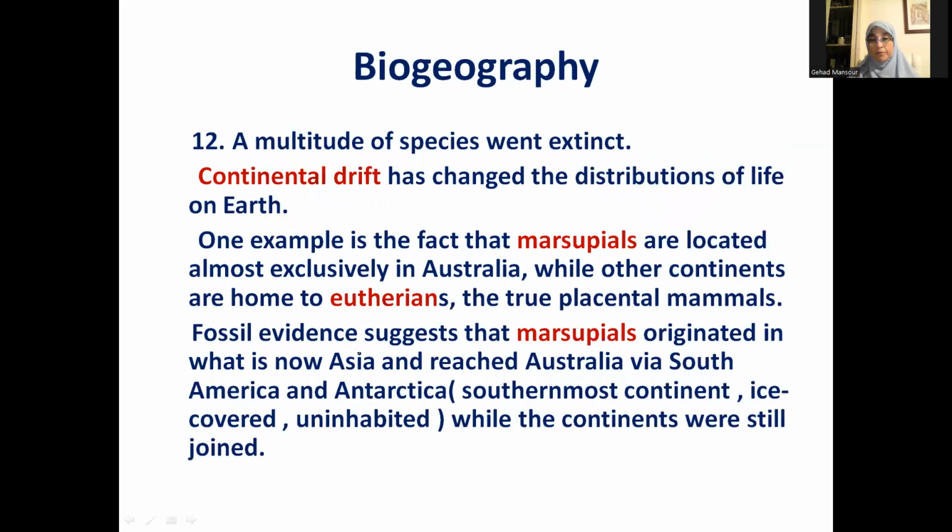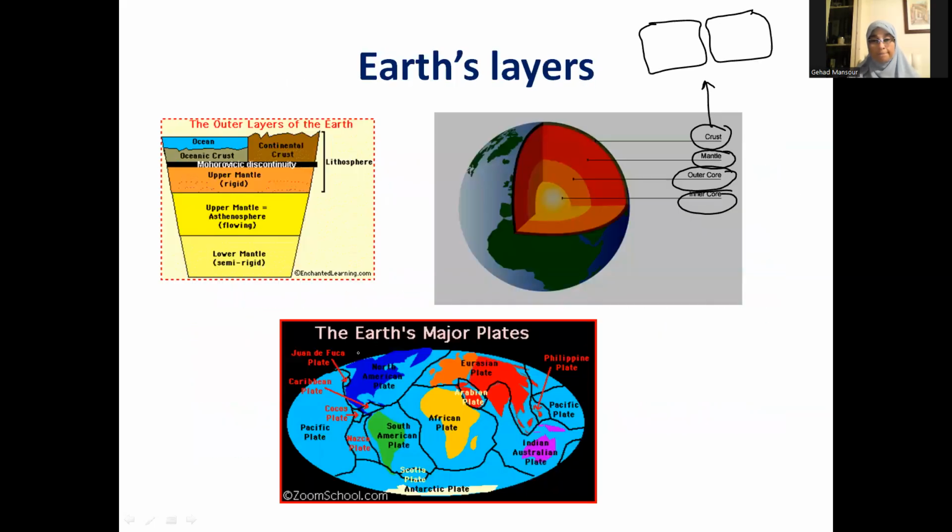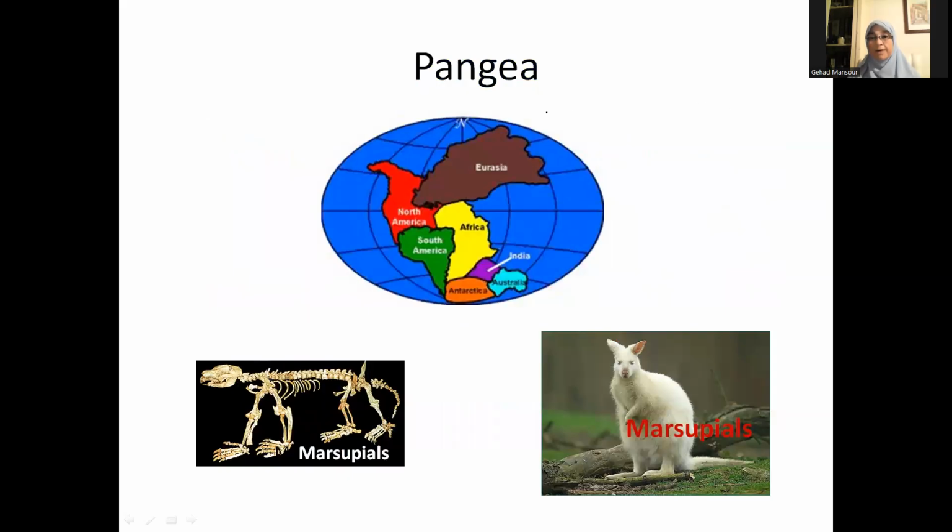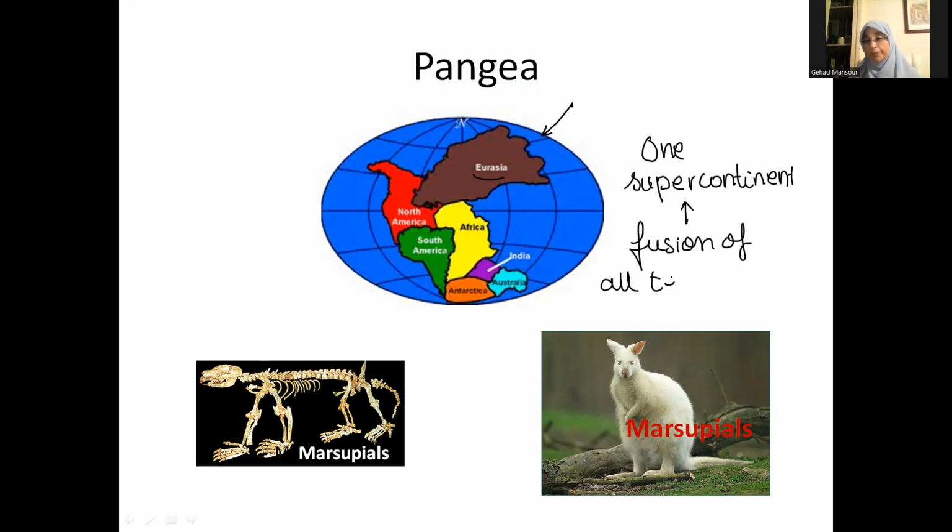Okay, and I think we have a picture of Pangaea. Yes, this is Pangaea. See how Eurasia, which is Europe and Asia, together with North America, South America, Africa, India, Australia, and Antarctica, were all fused into one supercontinent. So this is due to fusion of all plates. So this supercontinent resulted from fusion of all tectonic plates on Earth.